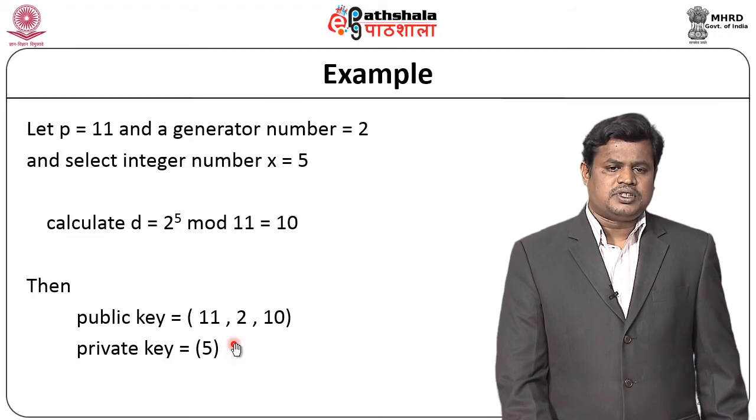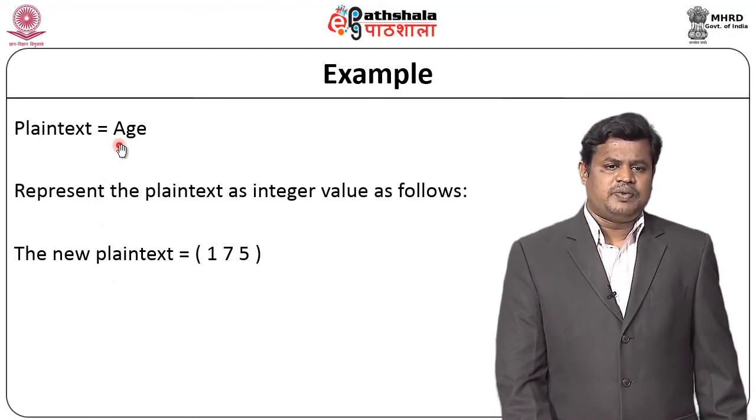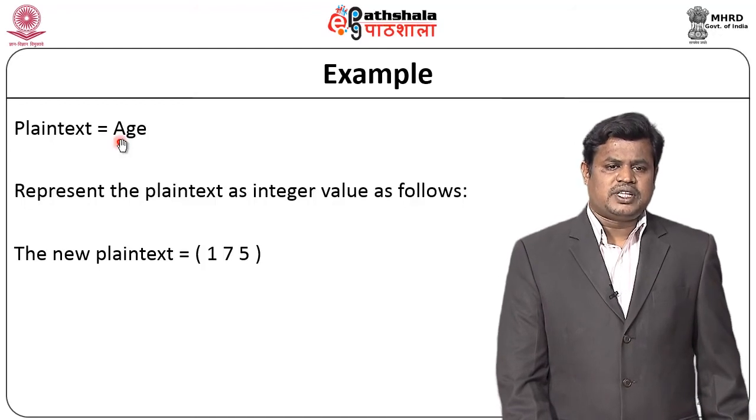If Alice and Bob want to send a message with the public key and private key, they have already done the computation. Now they have the public key 11, 2, 10 and the private key 5. We assume the plain text to be shared between Alice and Bob is HAGE. So AGE is the plain text Alice wants to share with Bob. It is represented as 1, 7 and 5.